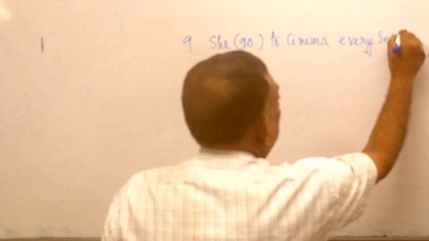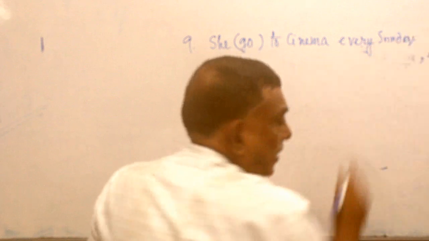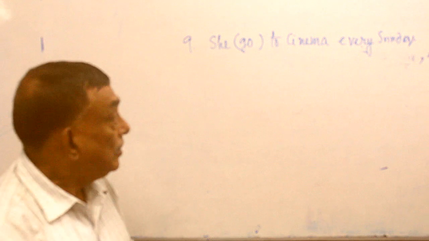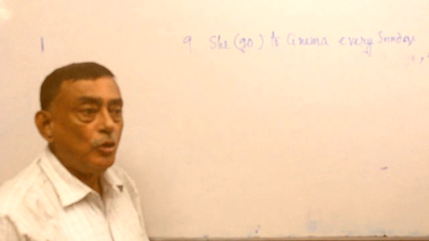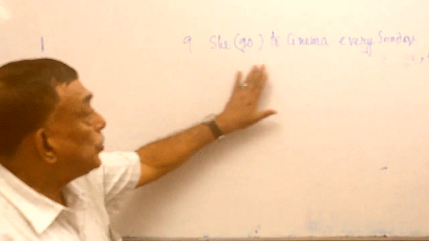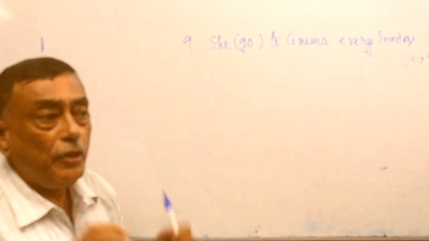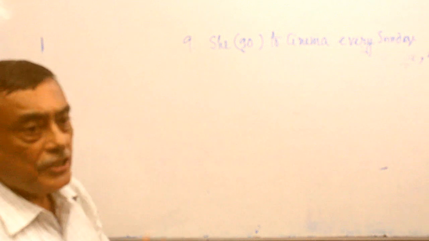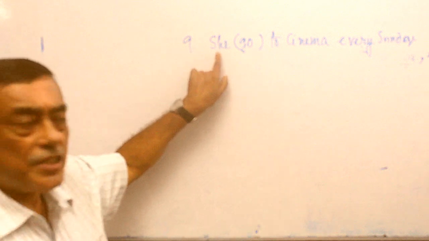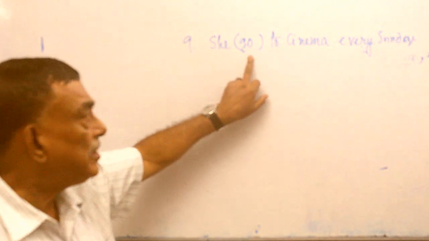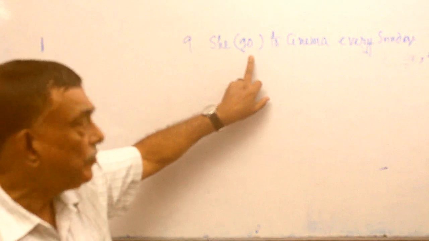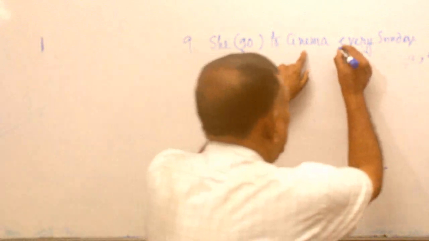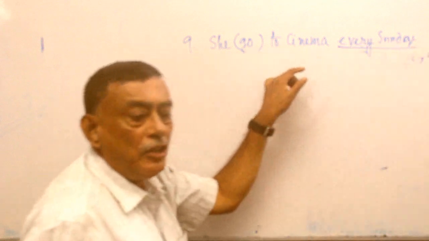Every Sunday. Now this is once again a very tricky question, and this often comes in the higher level examination also. Now, she go to cinema every Sunday. How will you find out what is given in the sentence? I will just explain in this way. She is the subject, go is the verb, it is in unedited form. Cinema is the object, and every Sunday is an adverb of recurring occurrence.